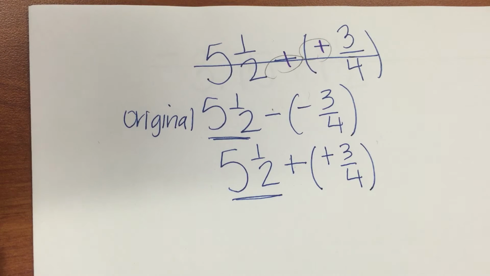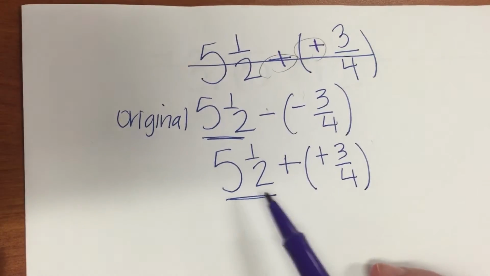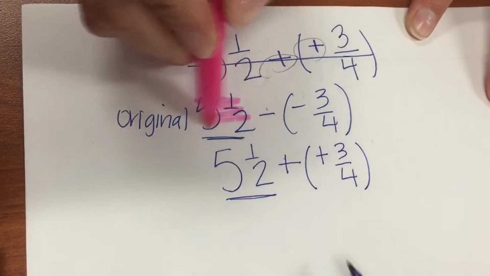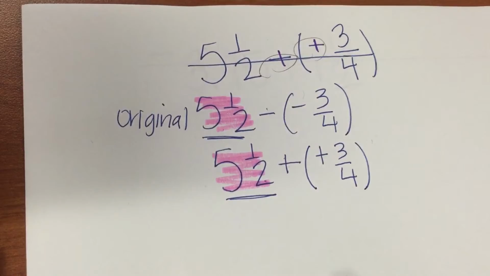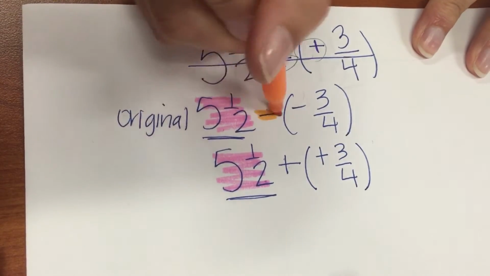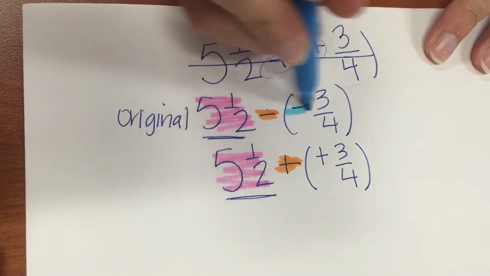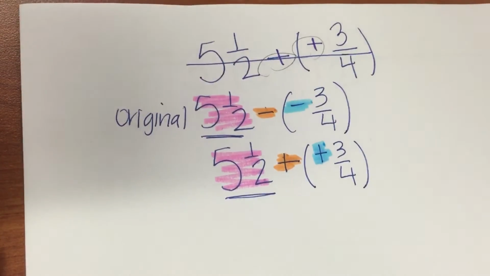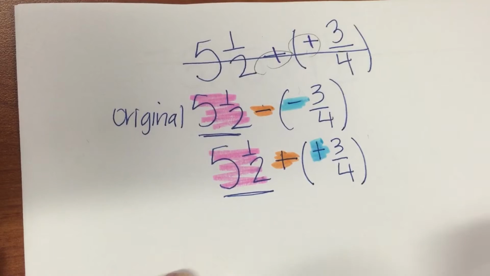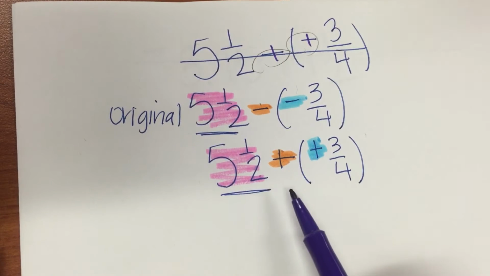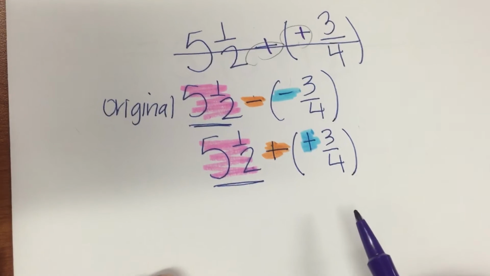Okay, anyway, continue. So now that we've changed it, I love this. We rewrote the problem. We keep, change it. 5.5 plus 3/4. There you go, keep. Then it was a change. Change the sign to addition. And then change the sign to the opposite. Same thing as adding the opposite. So we have 5.5 plus +3/4.